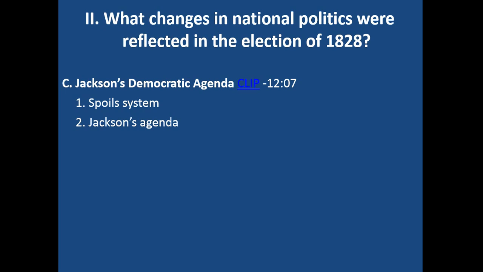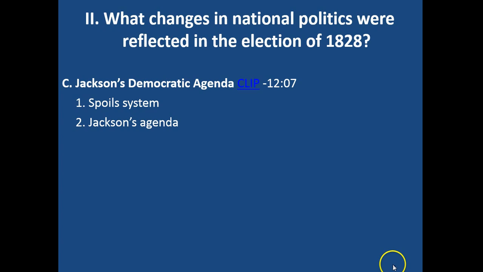And one thing you need to know about Andrew Jackson, Jackson didn't really care about putting people into office that could actually do the job. He put his friends in office. That's what's called the spoils system. He replaced competent civil servants with party loyalists.